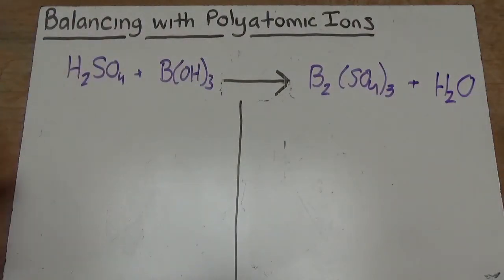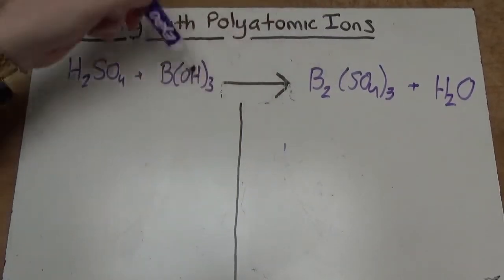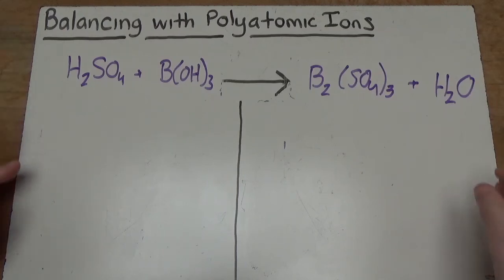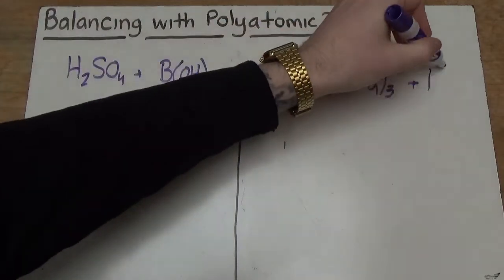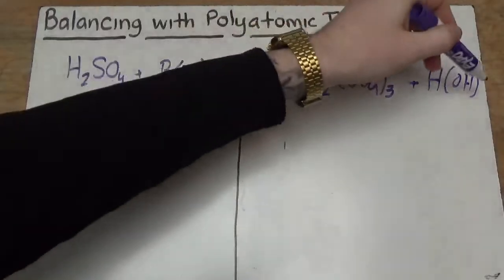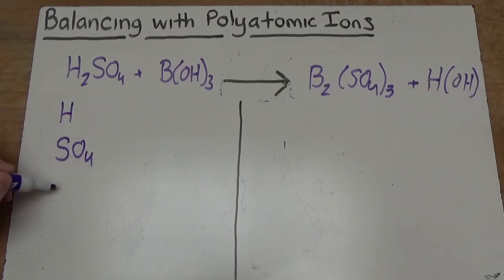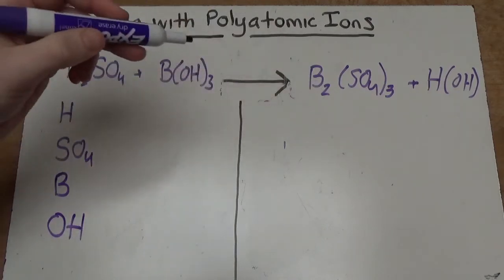Now, solving like this can be difficult because it seems like we have SO4 on each side, but we don't have OH on each side. And this is where I'm going to give you a trick. You can rewrite H2O as HOH. That's still 2 H's and an O, and this is perfectly acceptable. This makes the problem easier to solve. So on the left, I have H's, I have SO4s, I have B's, and I have OH's. On the right, I have the same.